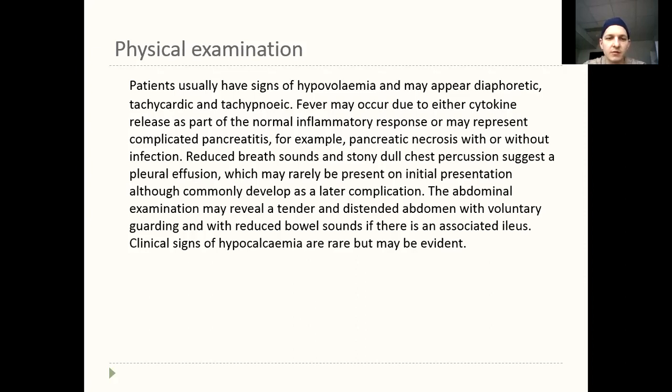Reduced breath sounds and stony dull percussion suggest a pleural effusion, which may rarely be present on initial presentation. Also commonly develop as a later complication. The abdominal examination may reveal a tender and distended abdomen with voluntary guarding and with reduced bowel sounds if there is an associated ileus. Clinical signs of hypocalcemia are rare but may be evident.